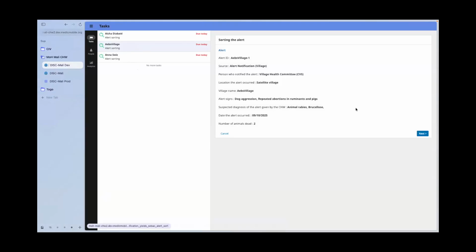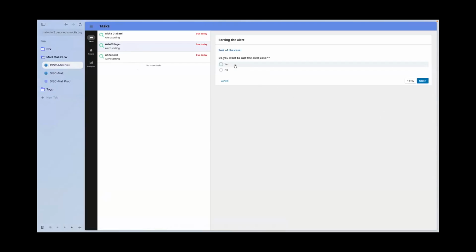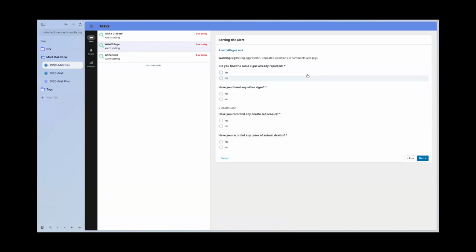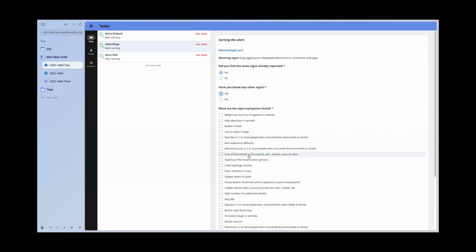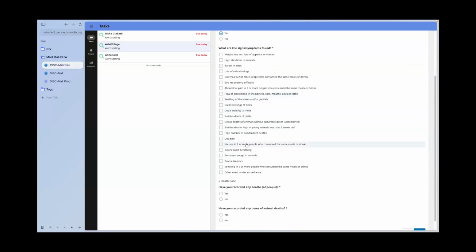So he will select the task. Okay, so he will give him the information. Do you want to sort the case? Yes, I want. Have you found the notified case? Yes, I did. And do you find the same sign already reported? He can say yes, but have you found any other sign? Here he can specify, let's say, there is another sign that I noticed. He can put it here and select.